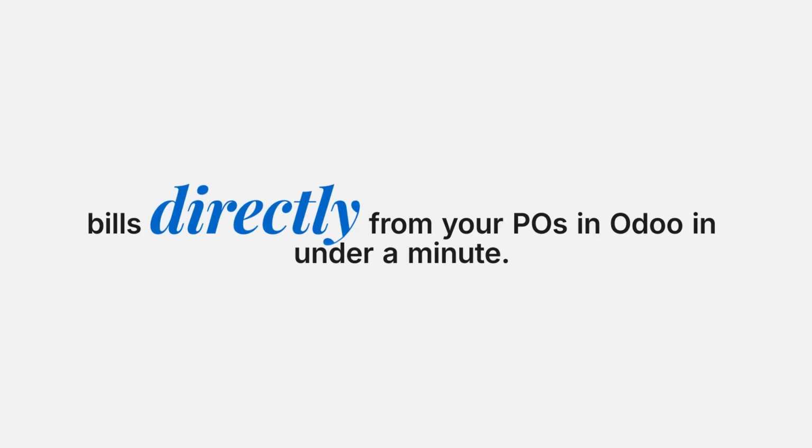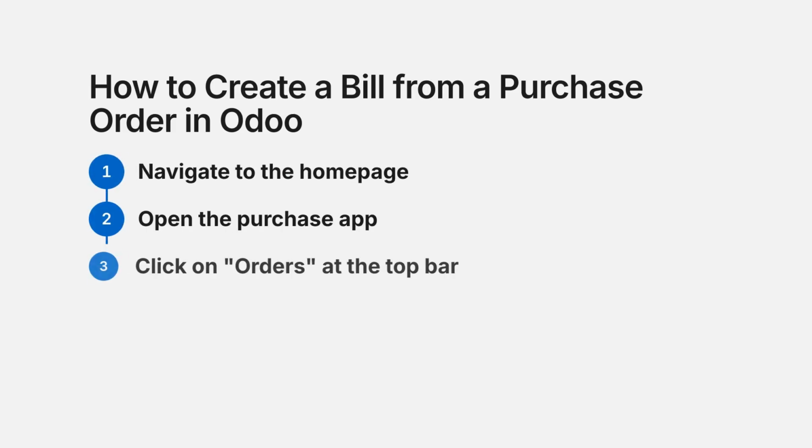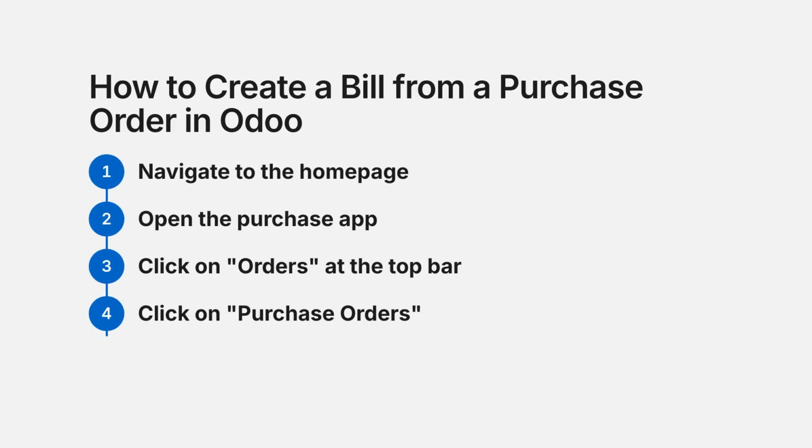Are you tired of manually re-entering vendor bill details from your purchase orders? Learn to create bills directly from your POs in Odoo in under a minute. We'll start at the Odoo homepage, navigate to your purchase orders, select the one you need, and generate its bill.